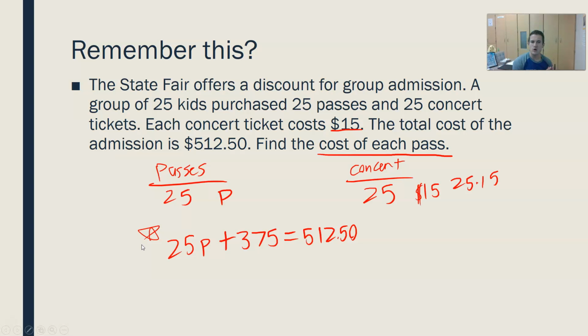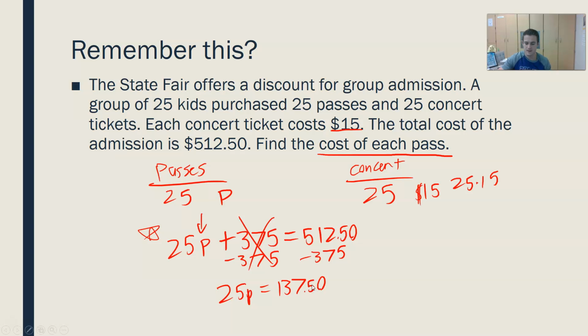Now that I have this equation set up, could I solve for the price of the passes? Yes, I could solve for P. I'll go ahead and subtract 375 on both sides, which would give me 25P equals, what's 512.50 minus 375?